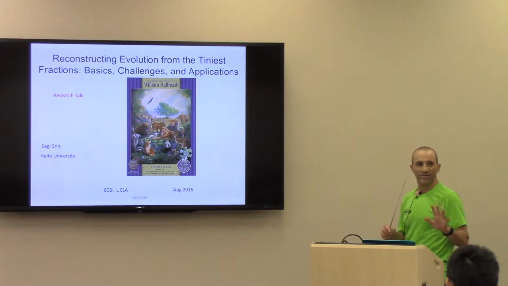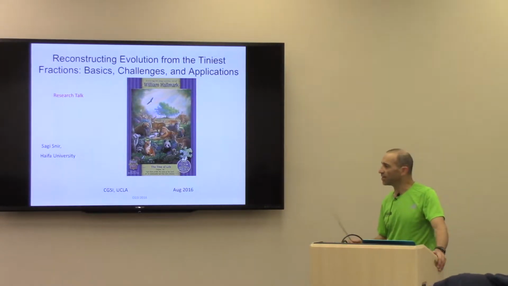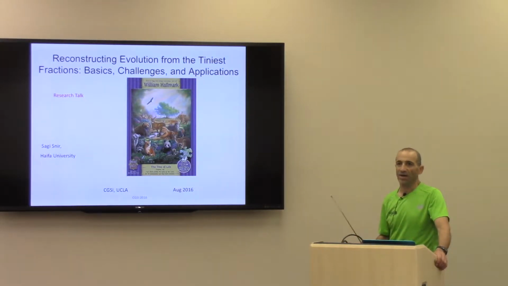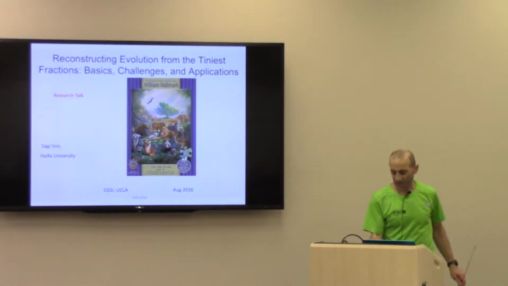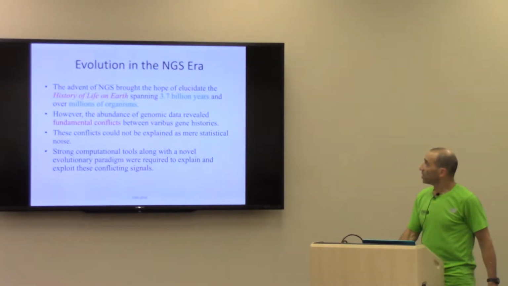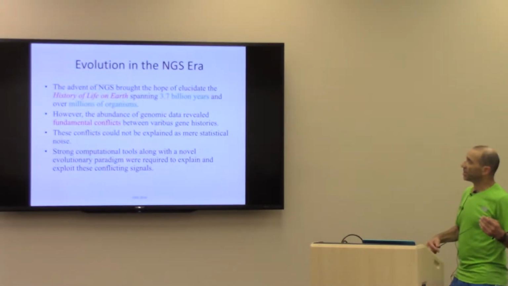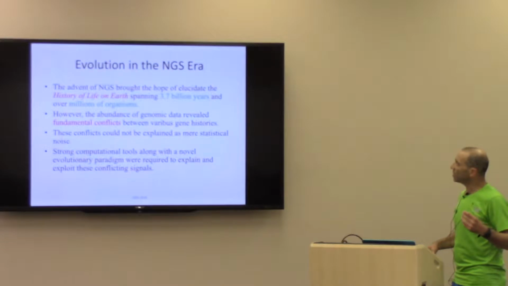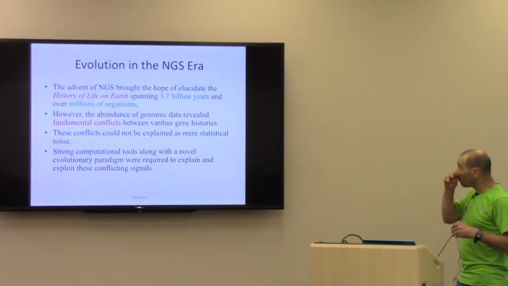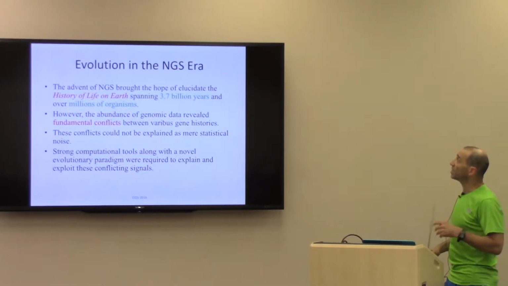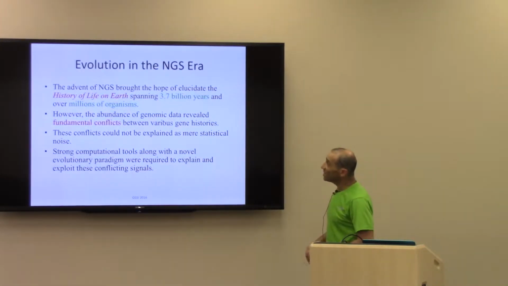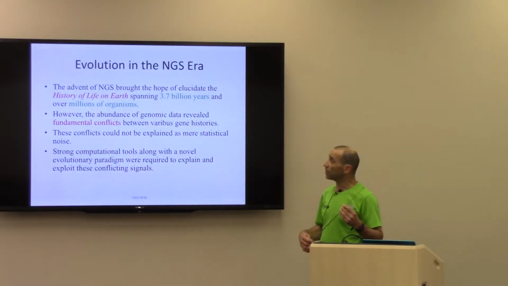While yesterday it was quite slow and intuitive, today we will cover deeper results, as I expect from a research talk. So let's start. Evolution in the NGS era, new generation sequencing. The advent of NGS brought the hope of elucidating the history of life on Earth spanning 3.7 billion years and over millions of organisms.